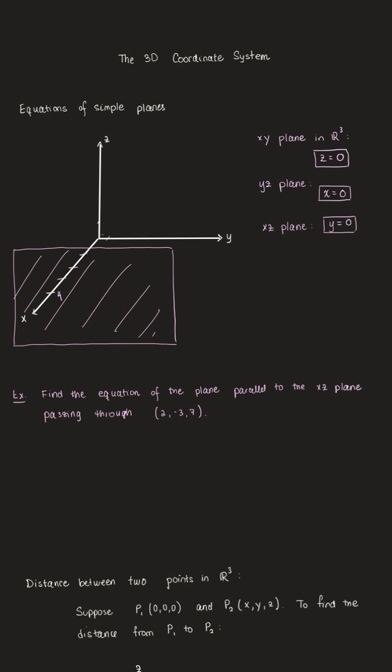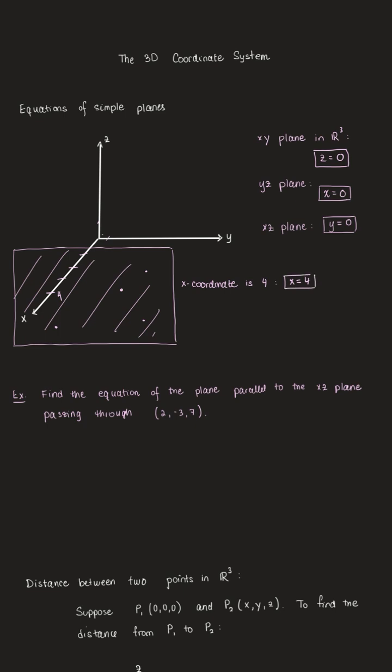Well, any point on this plane will have some x, some y, and some z value, but its x-coordinate will always be the same. That is the thing that all the points on this plane have in common. The x-coordinate of every single point on this plane is 4. And so the equation of this plane will just be x equals 4.